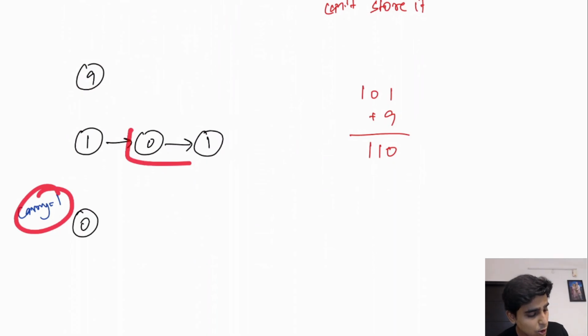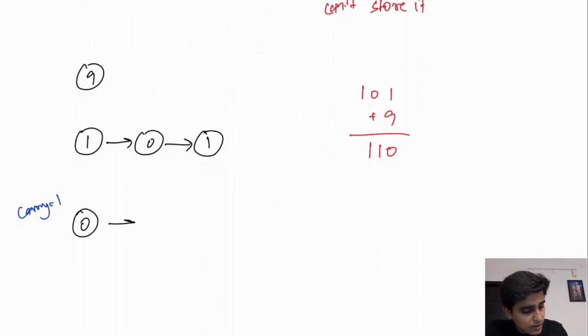For example, what you will do? You will add 1 plus 0. What you will get? You will get 1 here. Then the carry is 0. 0 plus 1, it is 1 only. So this is the final answer you will get.